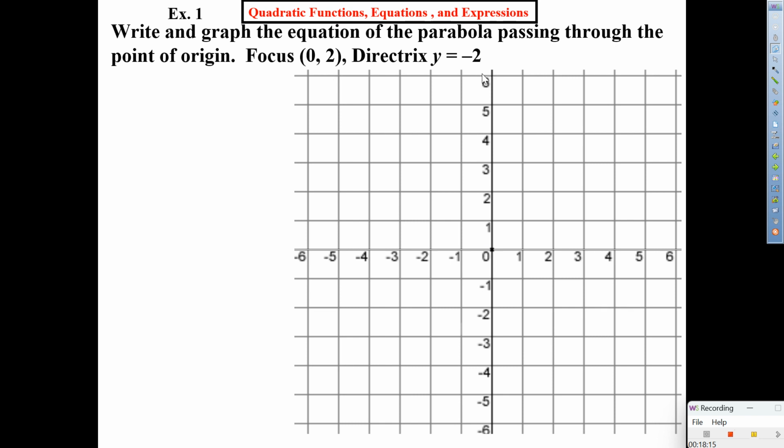So a parabola that passes through 0, 0 with focus 0, 2 and directrix y equals negative 2. Okay, so to get started, I want us first to write our equation.